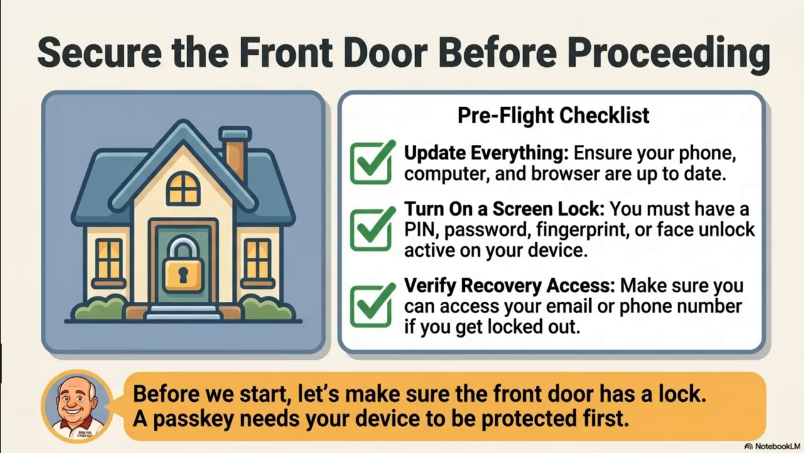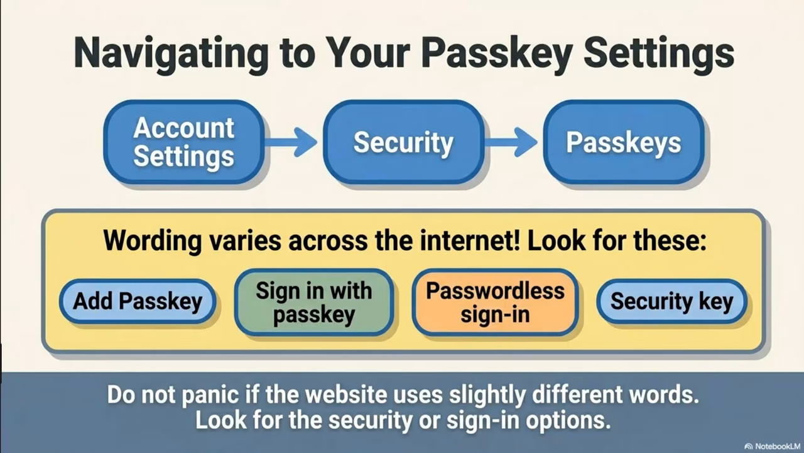Before we start, let's make sure the front door has a lock. A passkey needs your device to be protected first. Navigating to your passkey settings. Go to Account Settings, Security, and then find something called Passkeys.